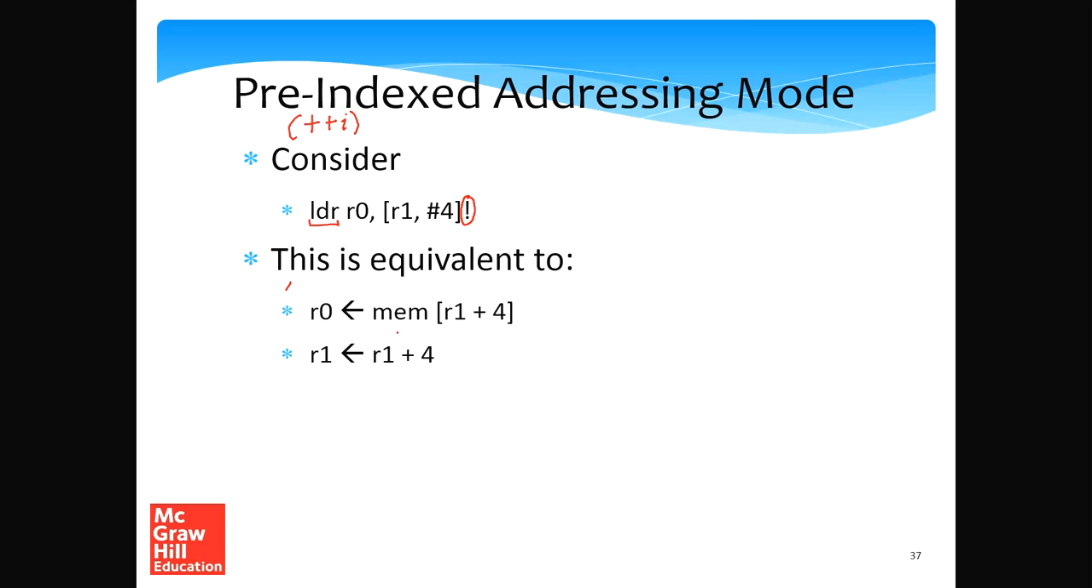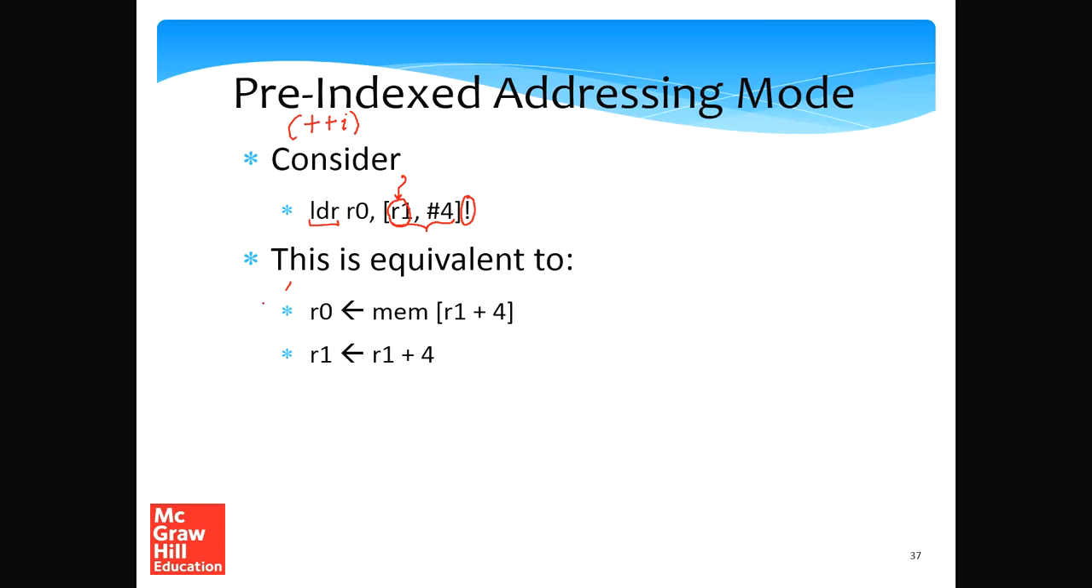This is equivalent to the fact that we access the memory at R1 plus 4. We first add 4 to R1, compute the address, access the memory at that location and save the result in R0. We also increment R1 to R1 plus 4, so both of these are done. Had this been post-indexed, you would have accessed the memory only at location R1. But since it is pre-indexed, we increment R1 first and use the incremented value to access memory.